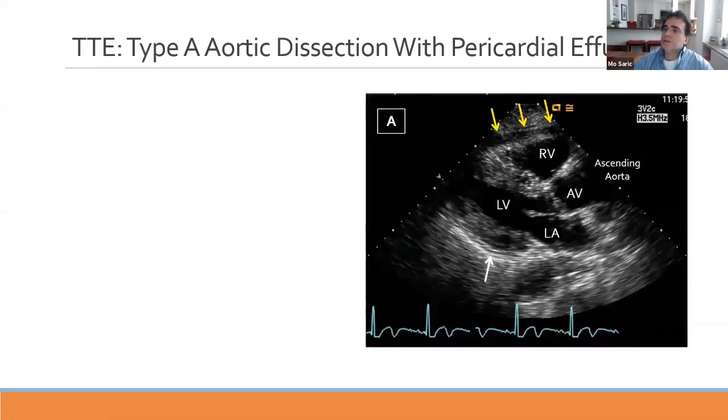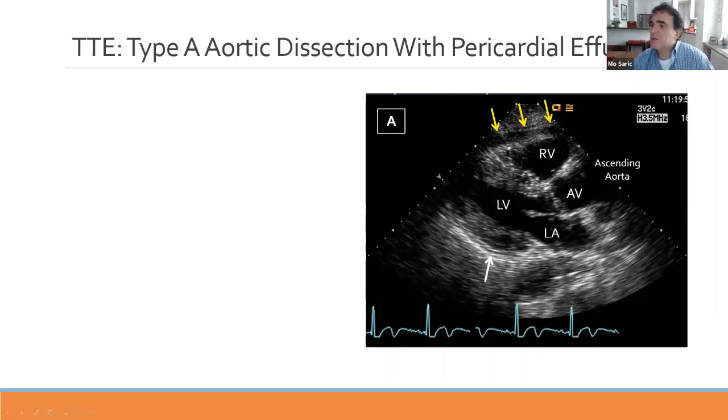What are the complications of type A aortic dissection that we can visualize by transthoracic echocardiography? One of the most important is the recognition of pericardial effusion, because the proximal aorta as well as the proximal pulmonary artery are intrapericardial, and therefore type A dissection can lead to extravasation of blood into the pericardial space.